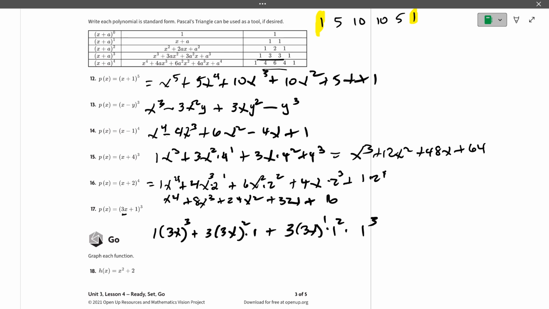So 3x to the third is what? 3 to the third is 27, so it's 27x cubed. This is going to be plus 27x squared, because 3 squared is 9 times 3 is 27. Then plus what? 9. 9x, 3 times 3 is 9.